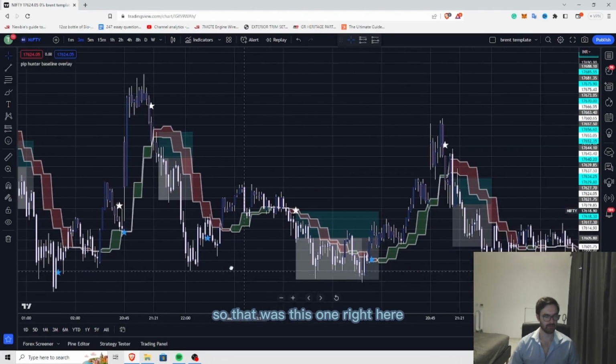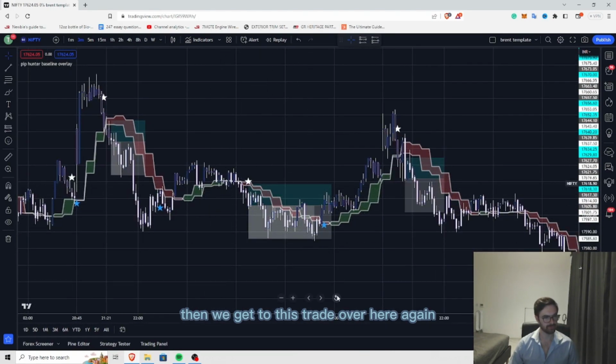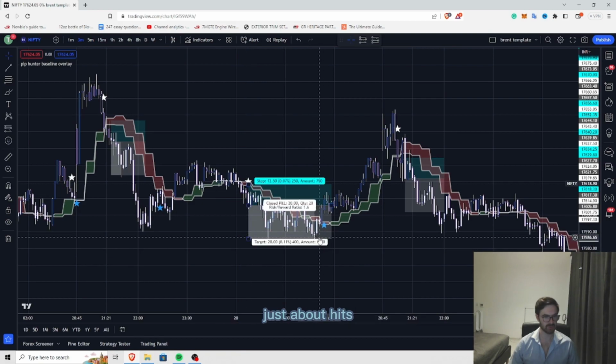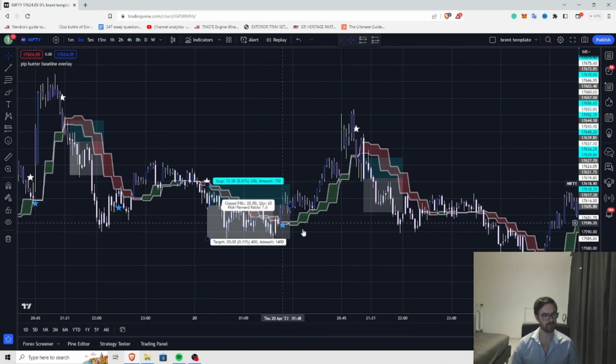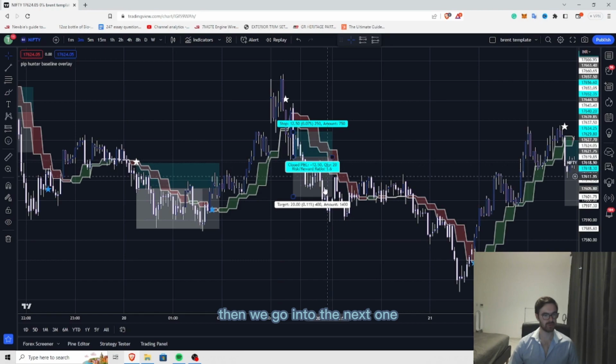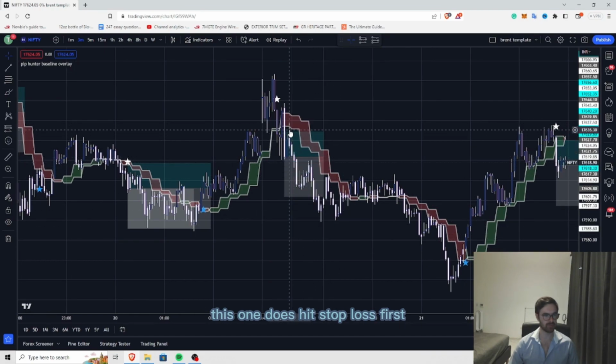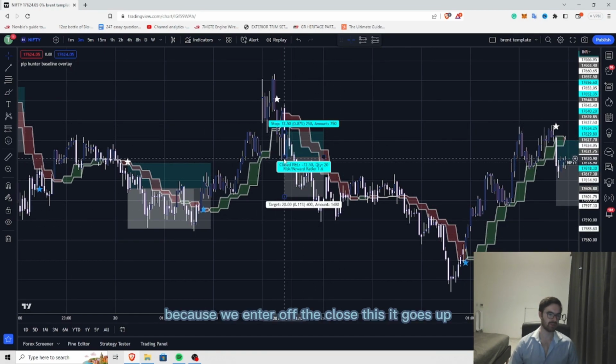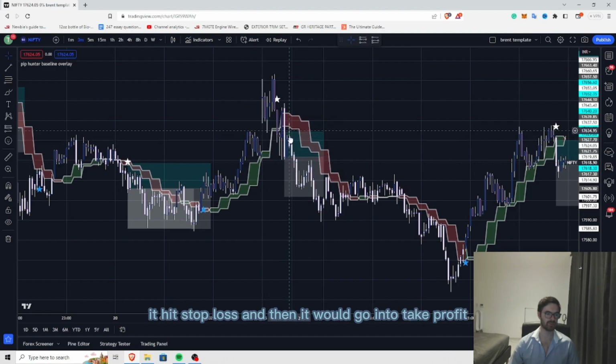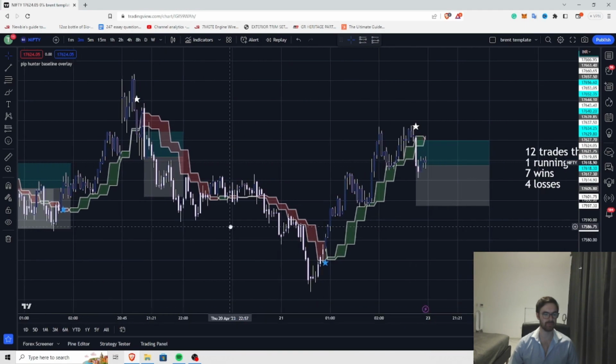So that was this one right here. Then we get to this trade over here. Again, you can see this is where it all lines up. Just about hits take profit for 1.6. And then we go into the next one. This one does hit stop loss first, unfortunately, because we enter off the close of this. It goes up, it hits stop loss, then it would go into take profit.